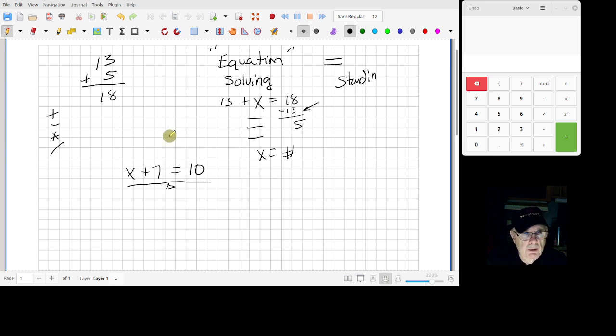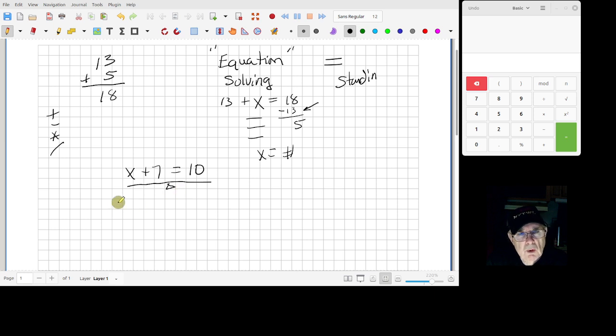Now, I also like to think of it in terms of this left side over here being the recipe that created this side. And algebra is a way of taking this recipe apart to find out what the secret ingredient is. That's another way to think about it. But I want you for the moment to think of this as being in balance.